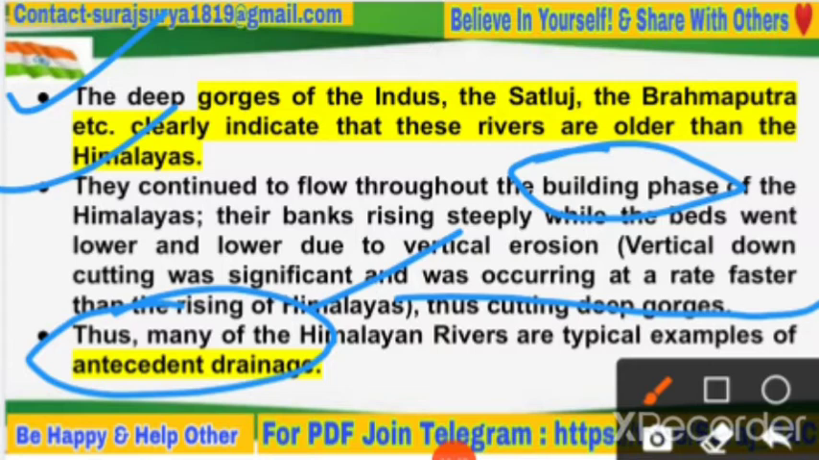If you would like to understand antecedent drainage again, it is very simple. Antecedent drainage is nothing but the path which the river made earlier when it started flowing the first time. If the river is following the same path now, you can call it an antecedent drainage, like the antecedent drainage of Indus and the antecedent drainage of Brahmaputra. Is it clear to everyone? I hope this point is clear to everyone.